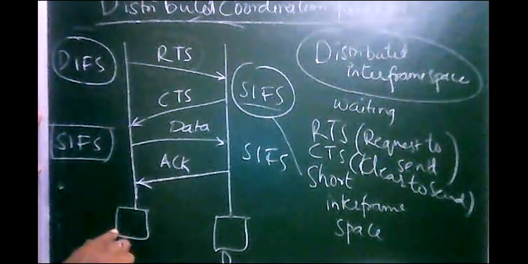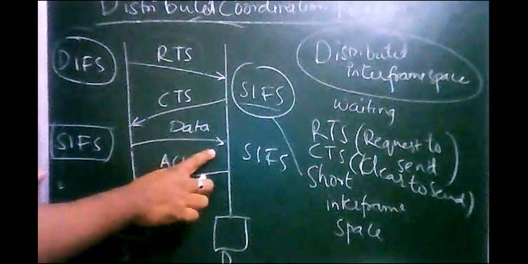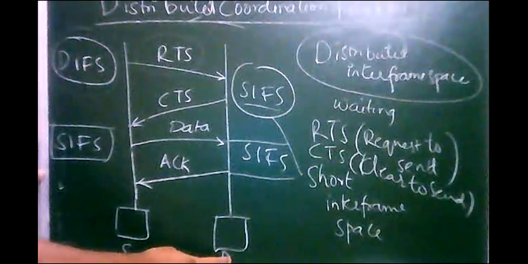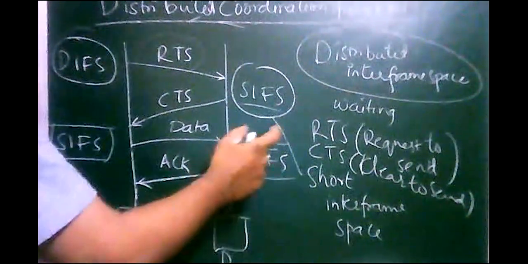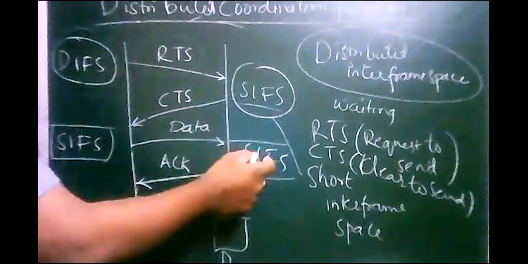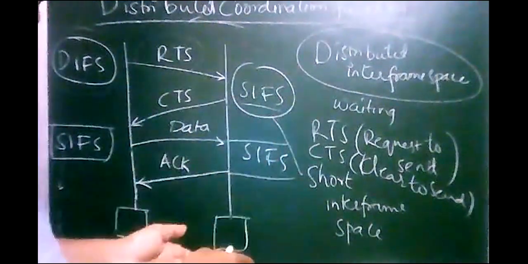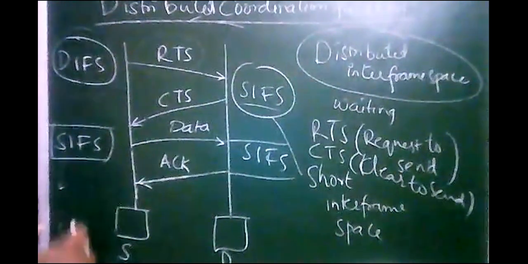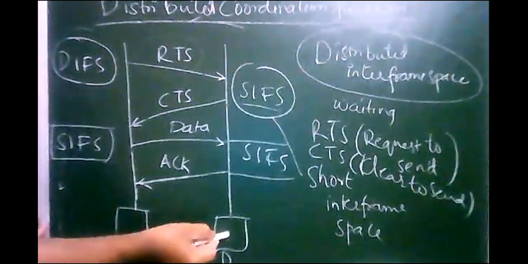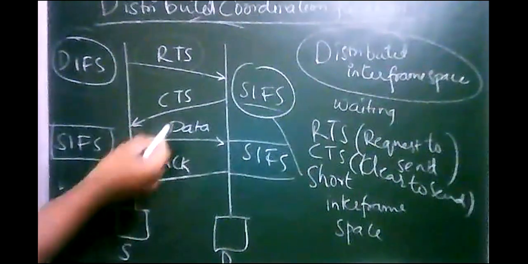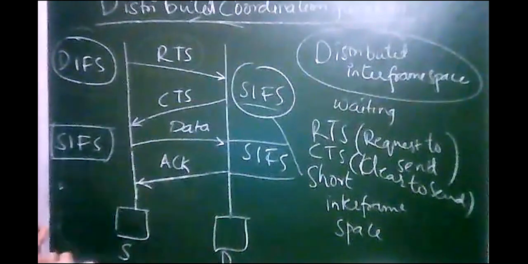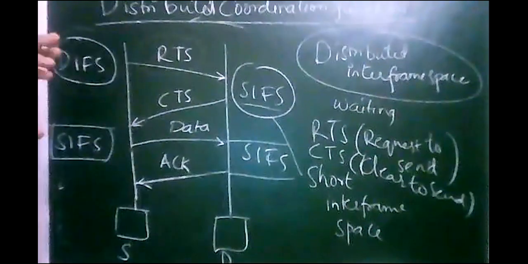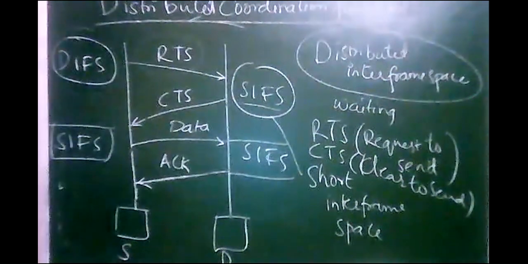Then what happens? The source station will send the data. Actual data will be sent. So what happens after receiving the data at the destination station? It will check all the details, that is, processing the data. Now the destination station will send an acknowledgement to the source station, saying that I have received data from your station. That is what happens in the working of the distributed coordination function.